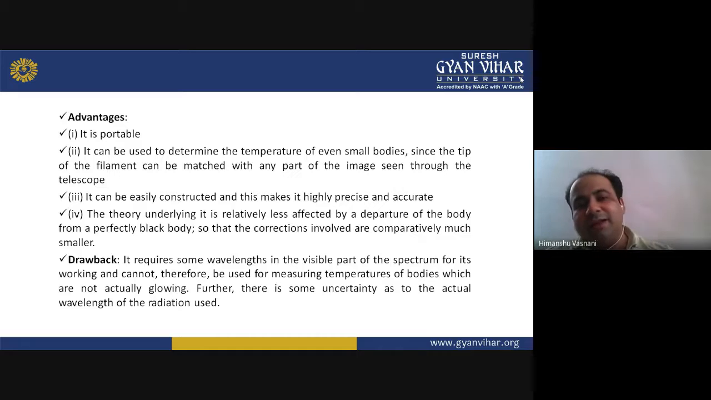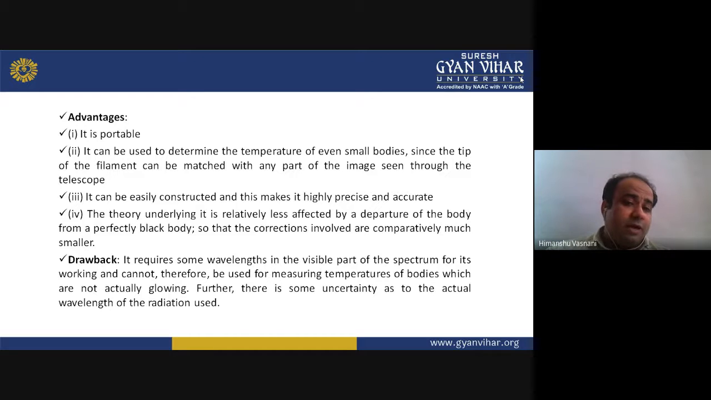The advantage is that it is portable, and it can be used to determine the temperature of even small bodies. Since the tip of the filament can be matched with any part of the image seen through the telescope, it can be easily constructed, and this makes it highly precise and accurate. And the theory underlying it is relatively less affected by the departure of the body from a perfectly black body, so that the corrections involved are comparatively much smaller.